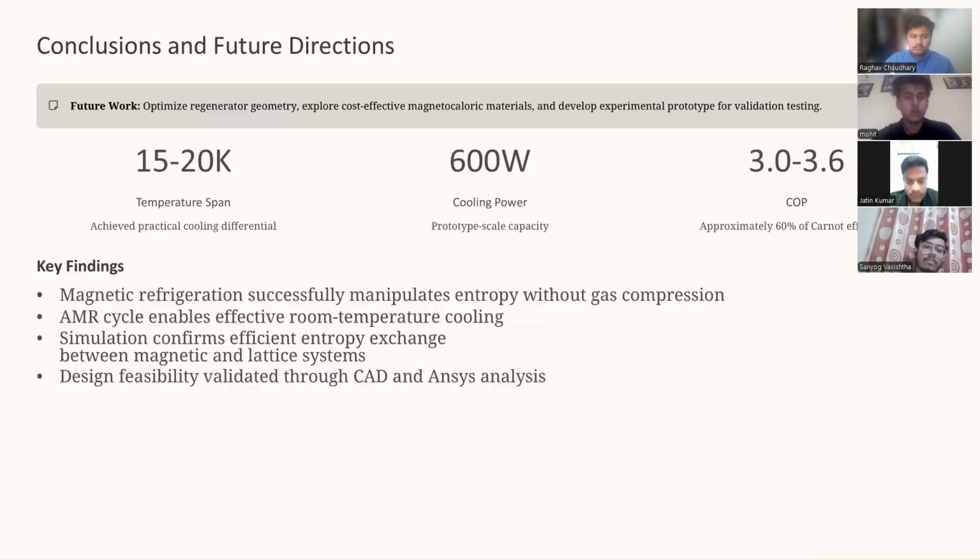For future work, optimize regenerator geometry, explore cost-effective magnetocaloric materials, and develop an experimental prototype for validation testing.